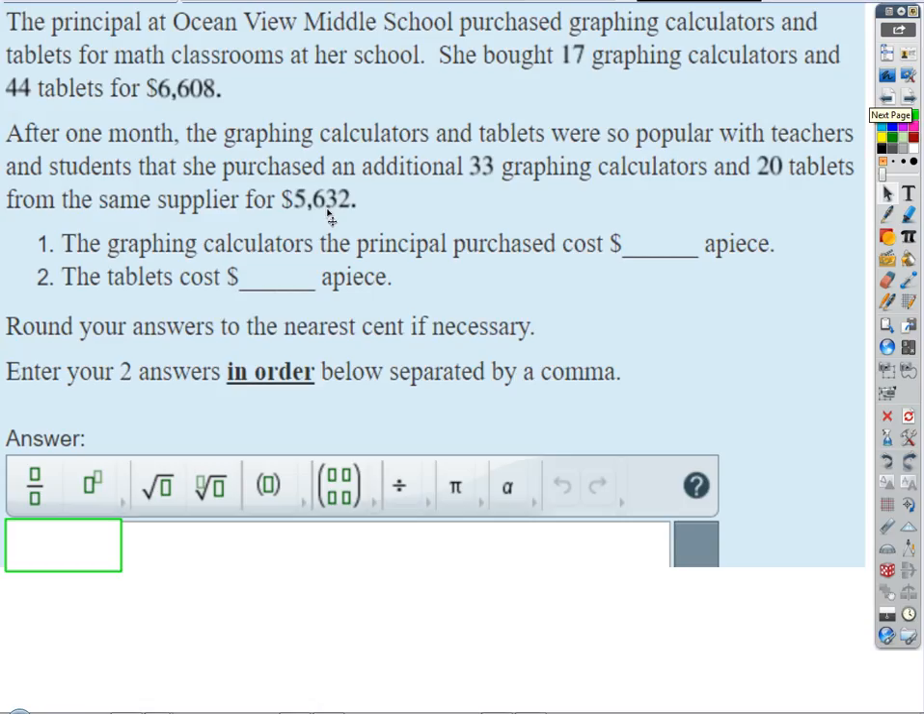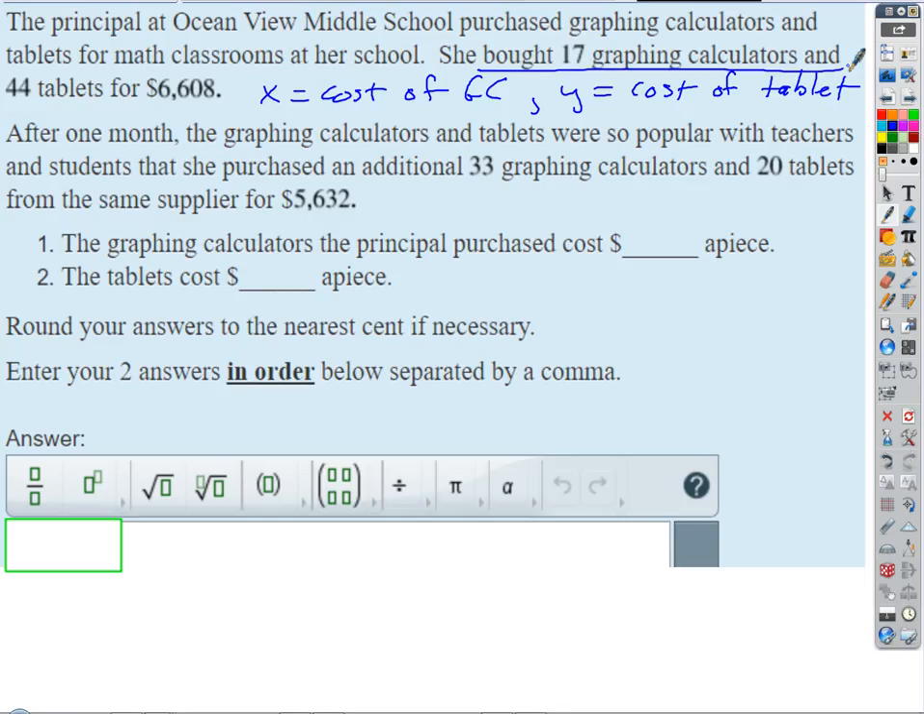Okay. How much each one? Individual prices, yeah, that's what's being asked for, right? So we got the cost of a graphing calculator and the cost of a tablet. Very good. So let's just define X as the cost of a graphing calculator and Y as the cost of a tablet. So then what's going to be the equation?